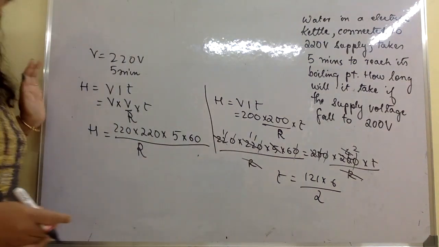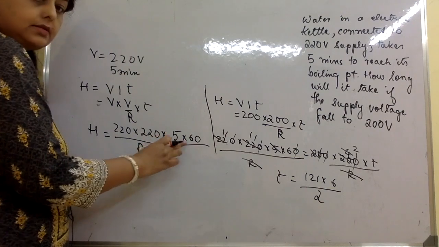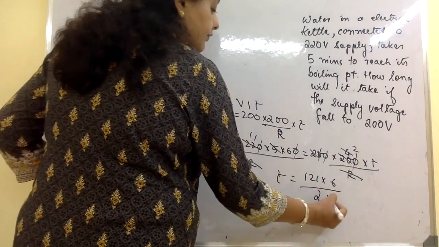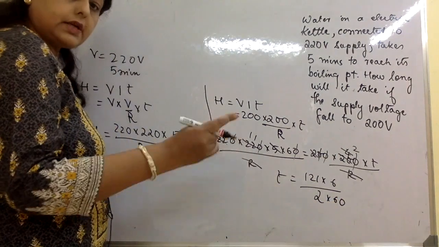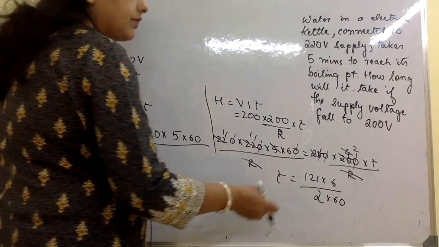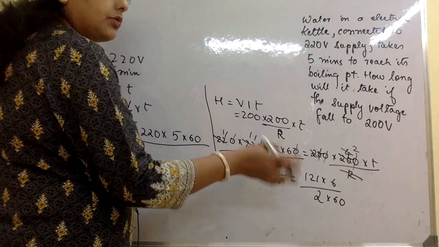Now this value that we have got is in seconds, because here time was in seconds. Now what we will do is divide it further by 60. Why will we divide it further by 60? Because if we divide it by 60, we will be able to convert it to minutes.